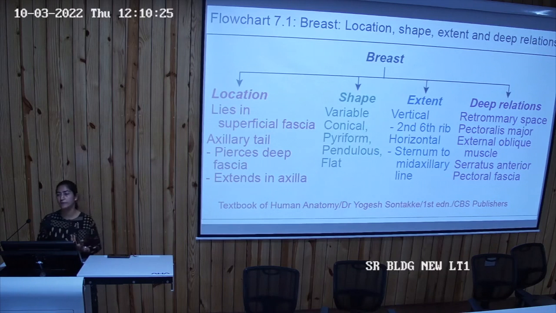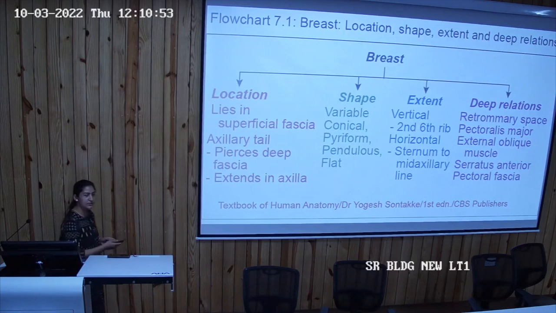Axillary tail of Spence. Shape is variable: conical, pyriform, pendulous or flat. Extent: second to sixth, vertical, and horizontal is the lateral border of the sternum to the mid axillary line.